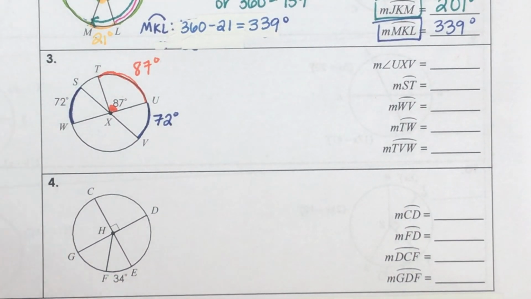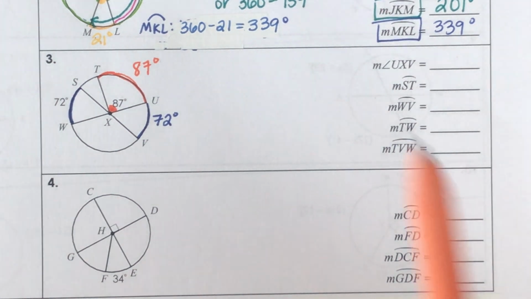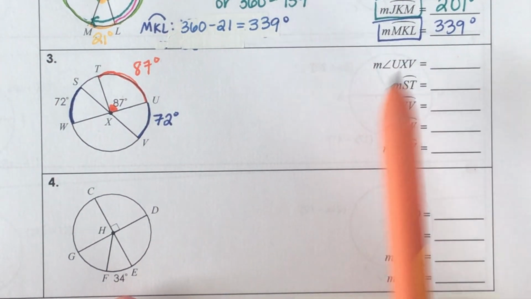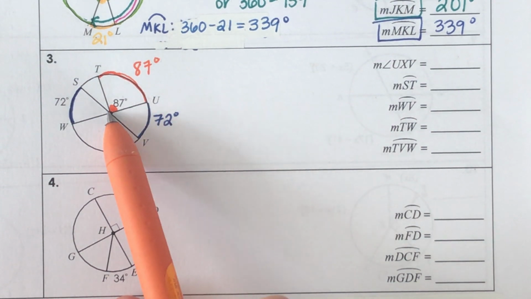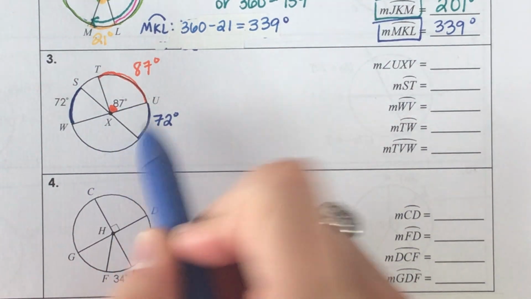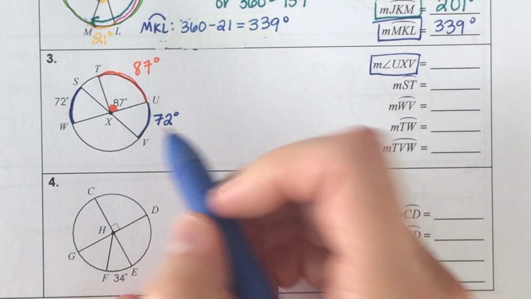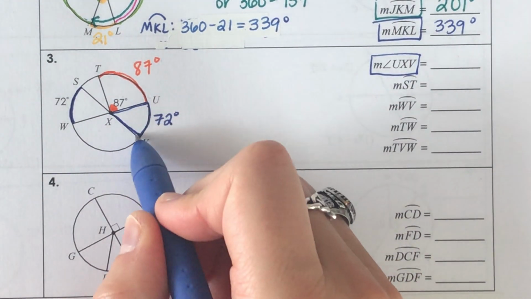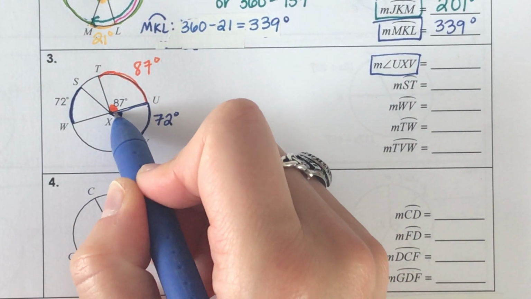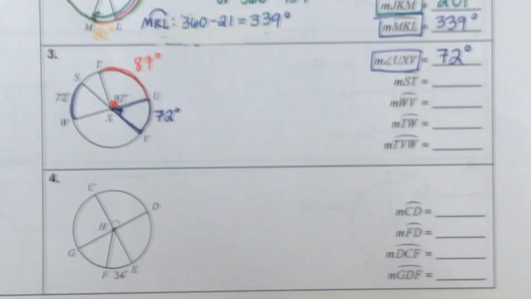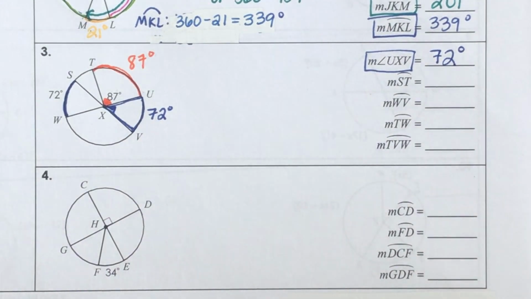So let's go through and answer some questions first. Okay, first one says, what is the measure of angle UXV? UXV. Oh my goodness, look at that. I already figured that one out. That little piece right there, since this arc is 72, that must mean that this angle inside is also 72 degrees. So both of those are exactly the same.